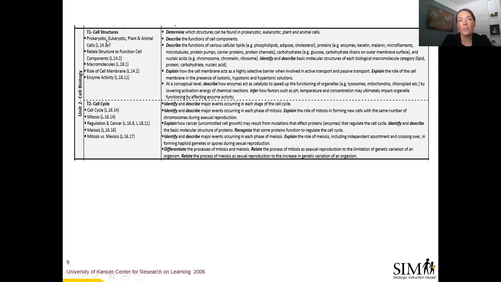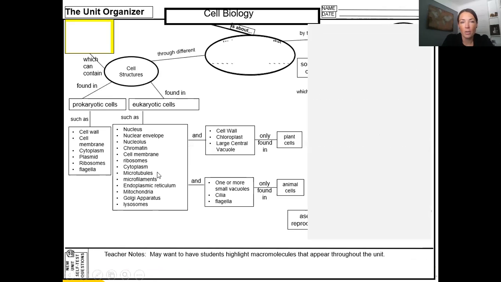Now, I am not done yet with this topic. I've only addressed this first standard. The next standard is L14-2, where the students have to relate the structure to the function. If I go back to my unit organizer, I know that there's no way I can put all that information on here, right? I cannot possibly put all the functions for each of these structures on this unit organizer. So at this point, I make a decision. I look at data. I know there are specific structures that are commonly assessed, and I also know some specific structures that students usually struggle with.